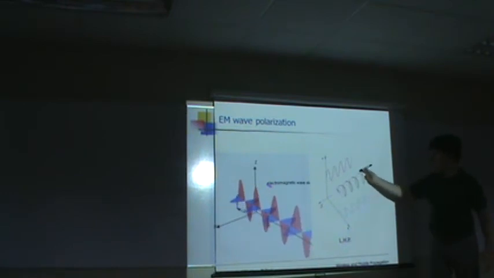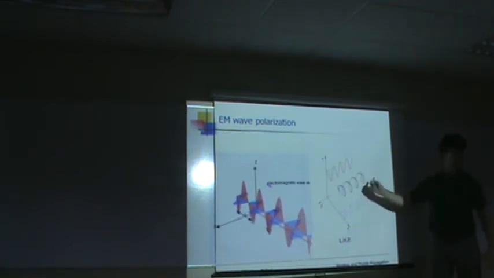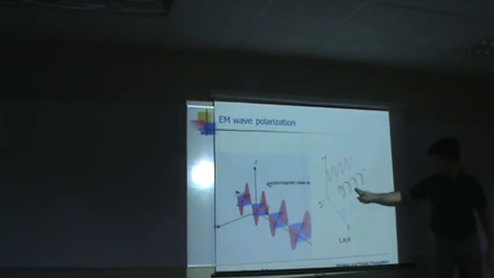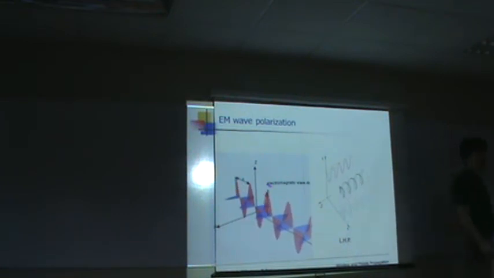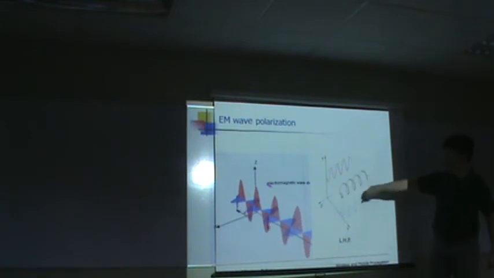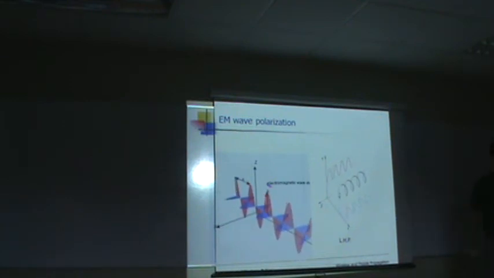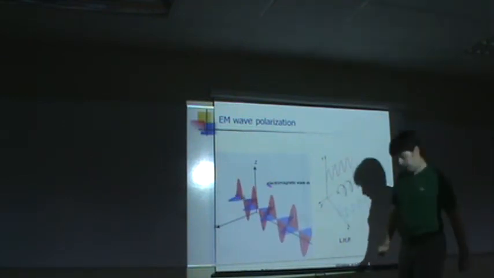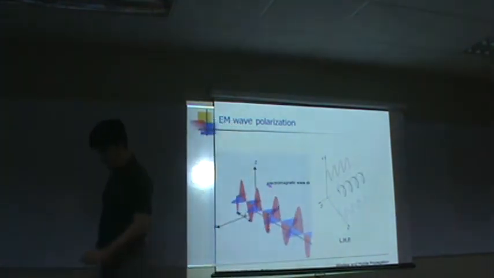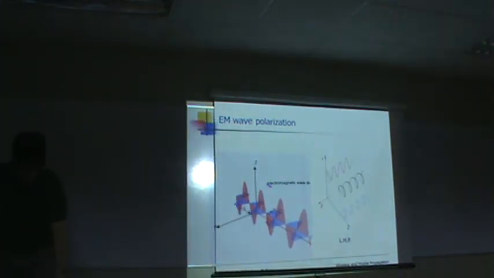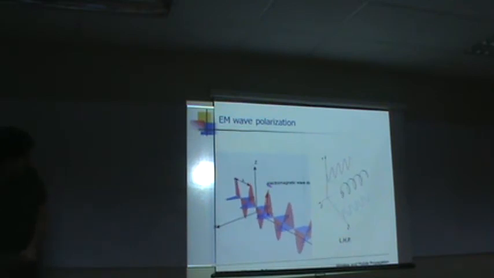This wave is propagating in the negative z direction. This is a left-handed polarization. The right-handed polarization will be rotating on the opposite side, but will always be propagating in the negative z direction. I hope this helps. Okay.